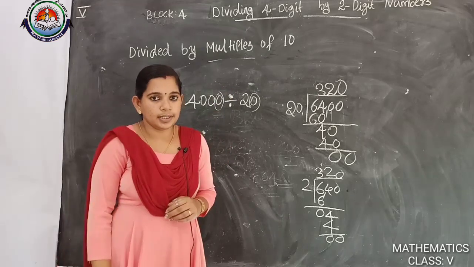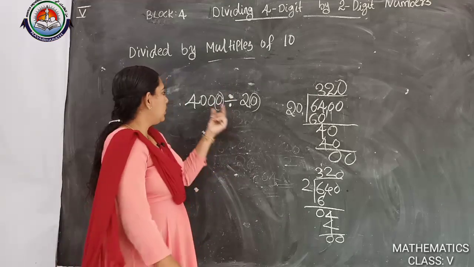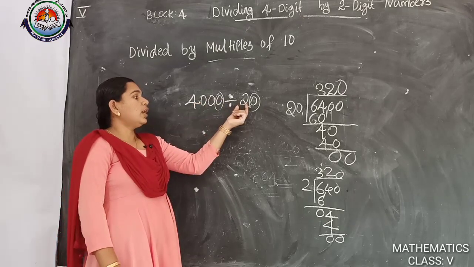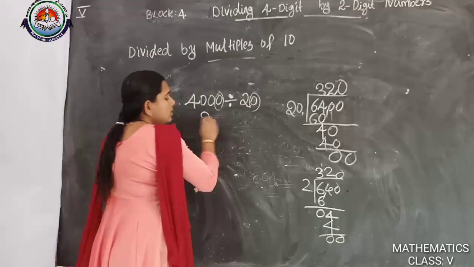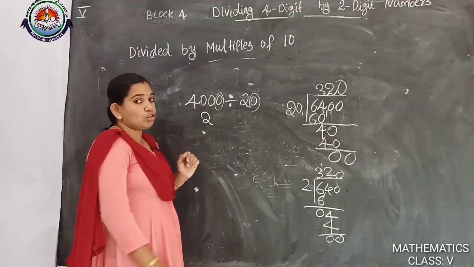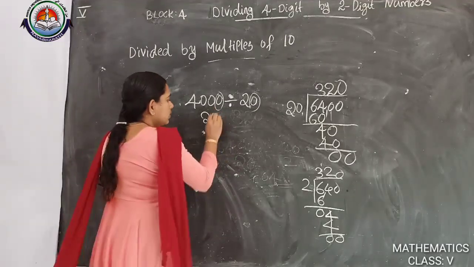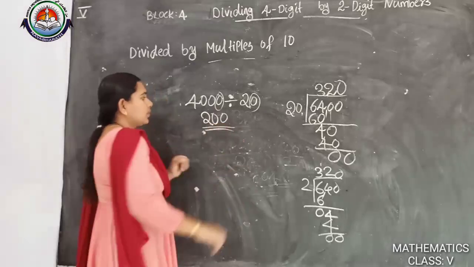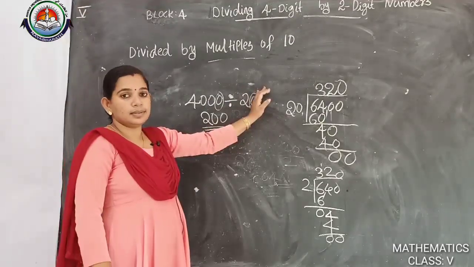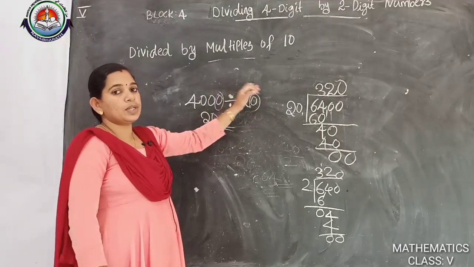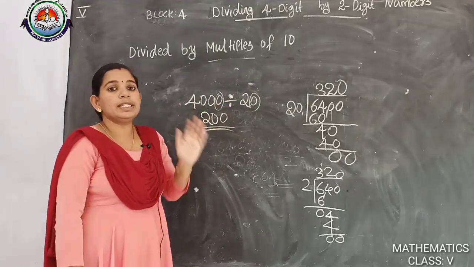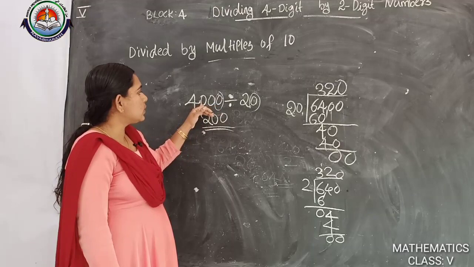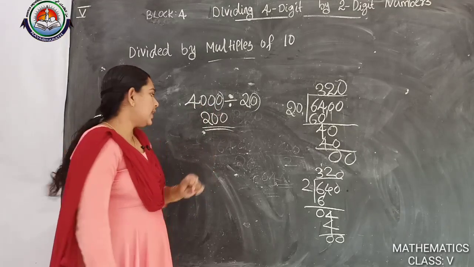We will cut it. Then in 4, how many 2s are there? Yes, 2. Then how many zeros do we put here? 3 or 2? Yes, 2 zeros. The right side first 2 zeros are cut, one zero each from the numerator and denominator. The remaining 2 zeros only. Okay, the next question.